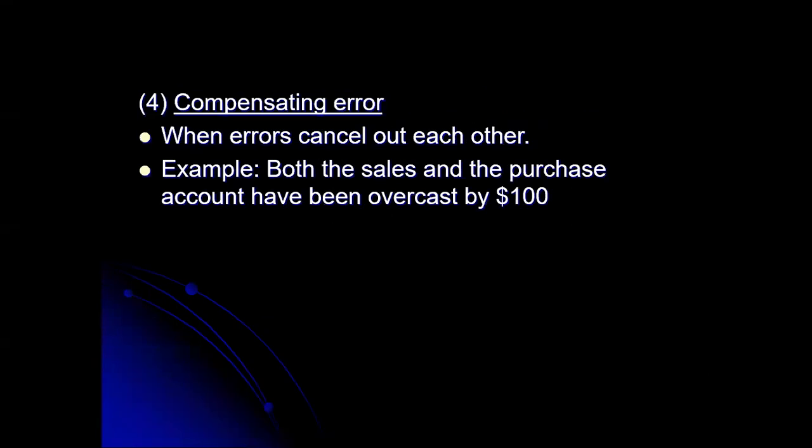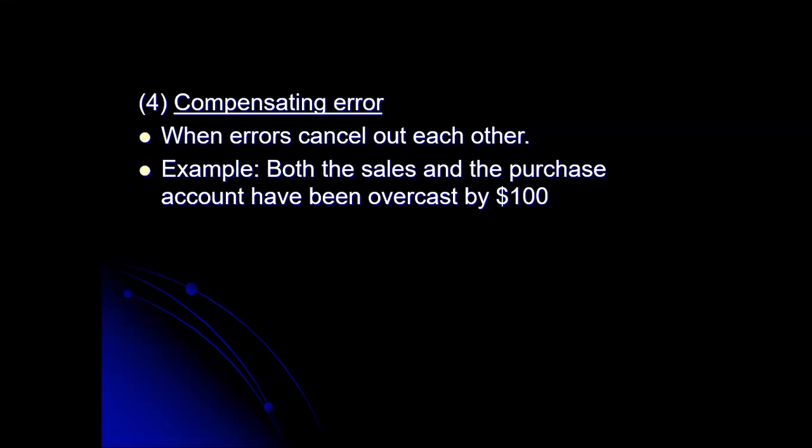Next we go on to compensating error. Compensating error happens when errors cancel out each other. For example, in this example, both the sales and the purchase account have been overcast by 100. Sales is a revenue, it's a credit balance account. Purchase is like a cost, it's a debit balance account. This means here that sales have been over credited by 100 and purchases have been over debited by 100.